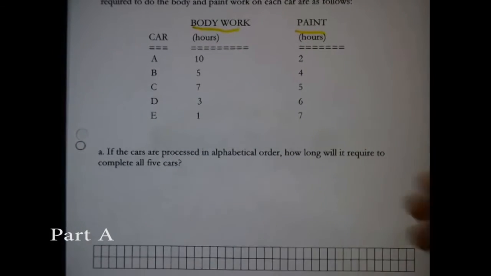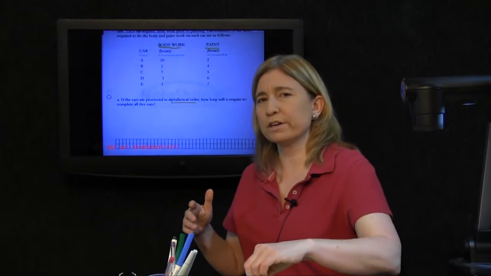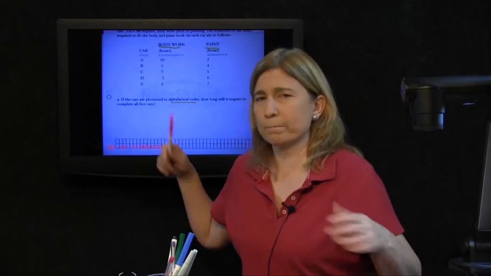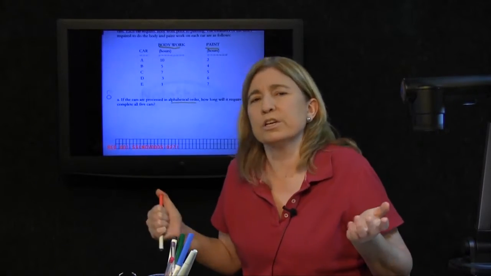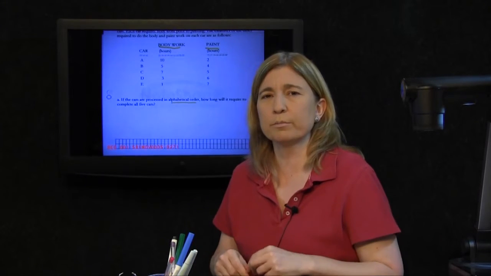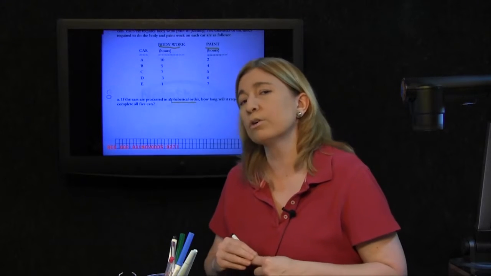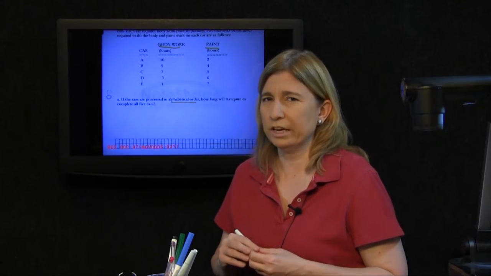If the cars are processed in alphabetical order, how long would be required to complete all 5 cars? Oh, wait, Johnson's rule finds a sequence, but that particular question within the overall scenario is giving you a sequence, A, B, C, D, E, if they're done in alphabetical order. It's asking how long it will take to complete all of them. We need to draw a Gantt chart to estimate that.